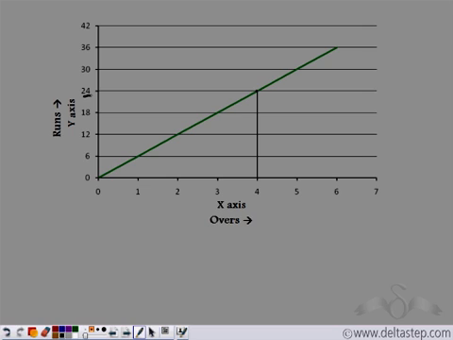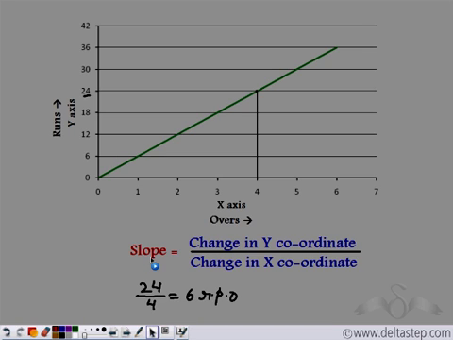And what is the run rate? Run rate is runs per over. So 24 runs divided by 4 overs. So the run rate is 6 runs per over. Now this is an important concept, not only in relation to cricket, but in relation to all graphs. In graphs, we have something called the slope of the graph.